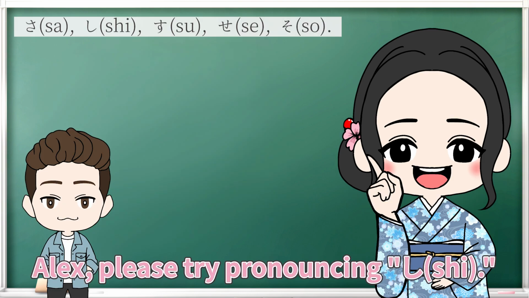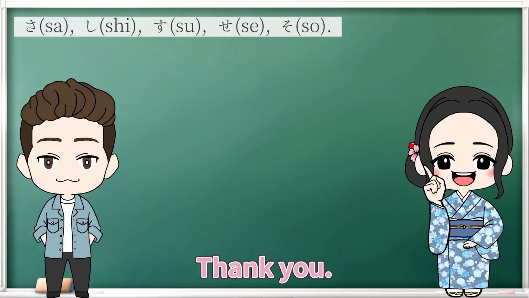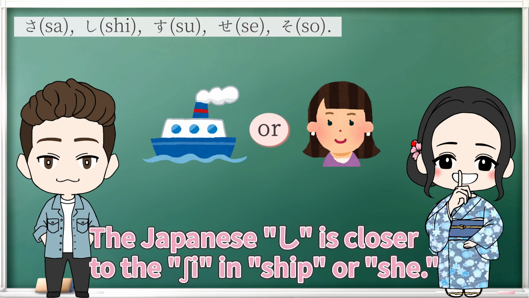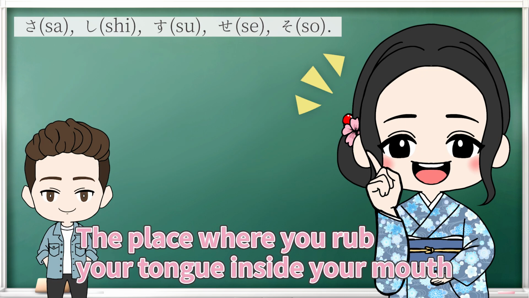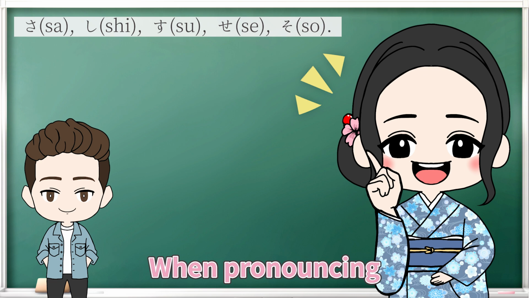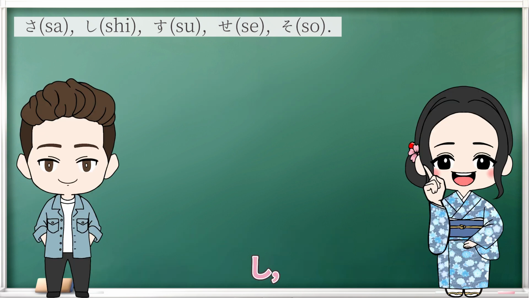Alex, please try pronouncing shi. Yes. Si. Si. Thank you. Your pronunciation sounds like the s in sit or six. The Japanese shi is closer to the sh in ship or she. Ah, I see. The place where you rub your tongue inside your mouth is slightly different from sa, su, se, so. When pronouncing shi, the tongue position is slightly farther back than for sa, su, se, so. Shi.